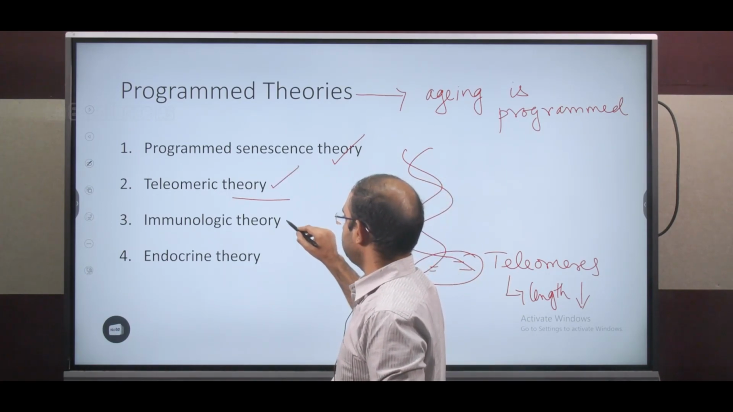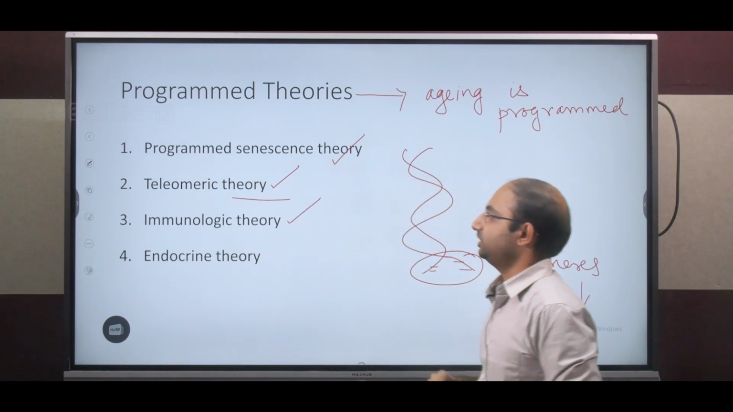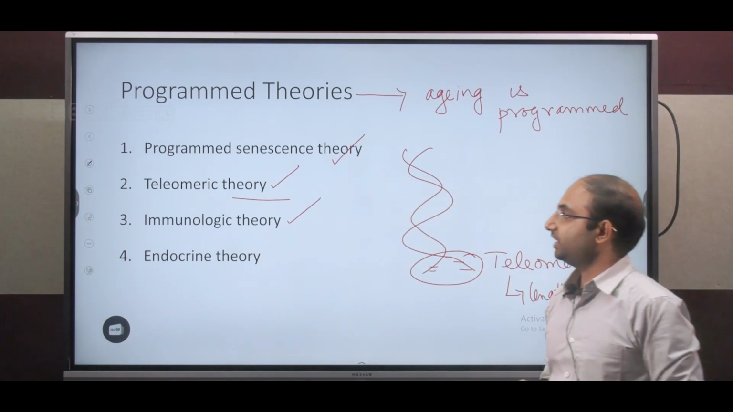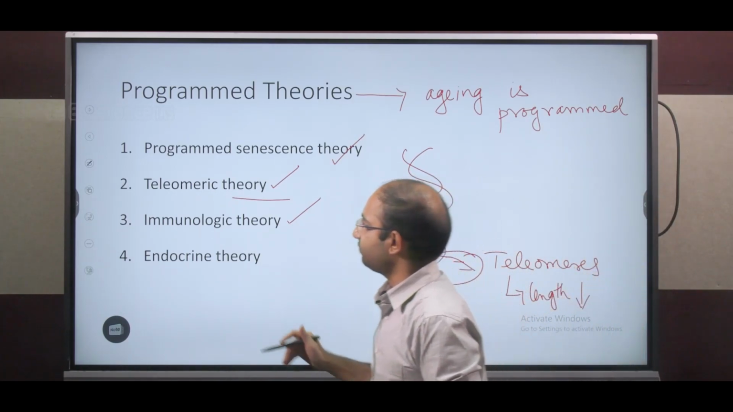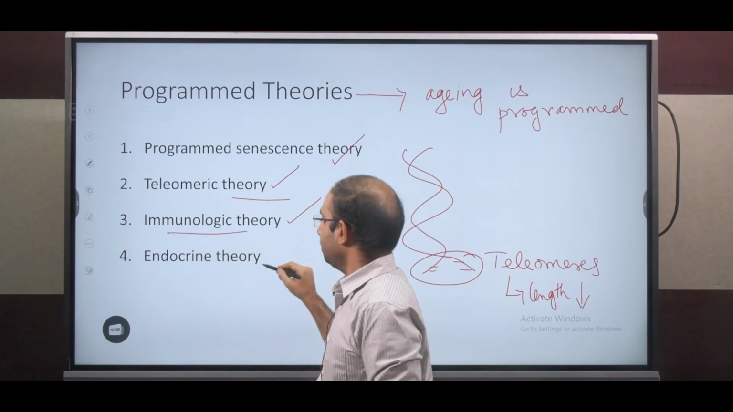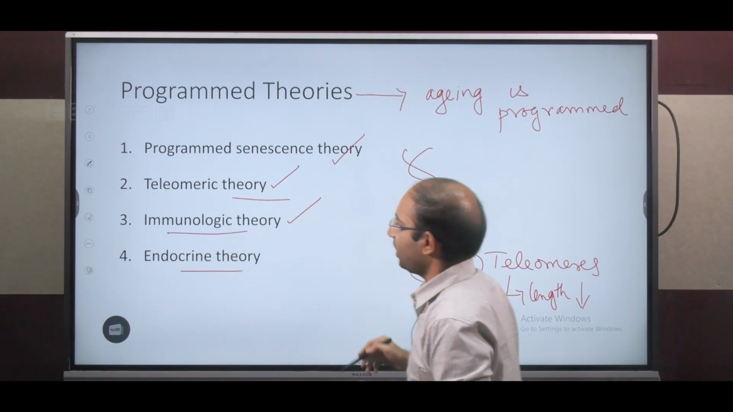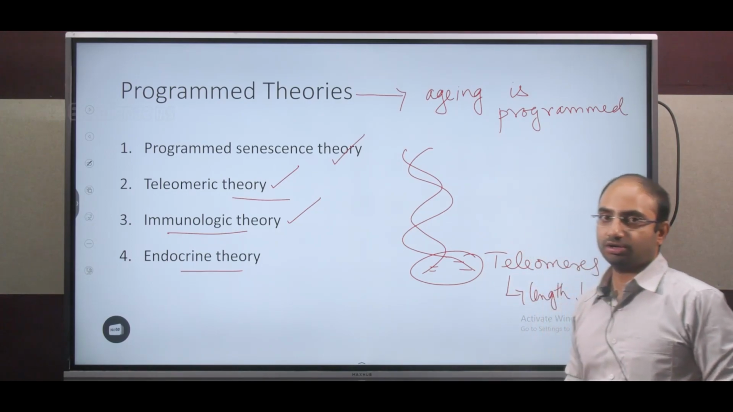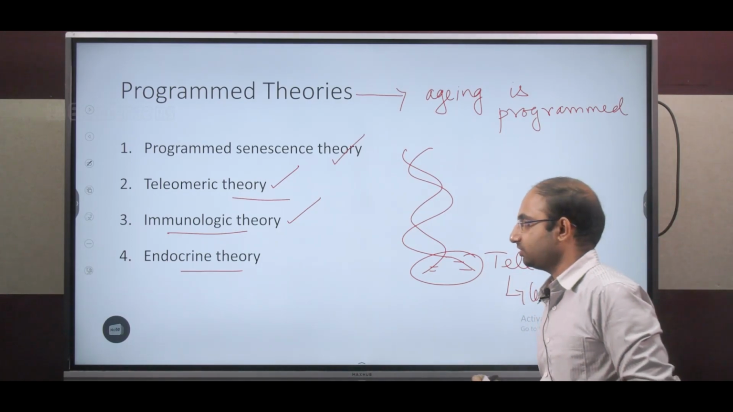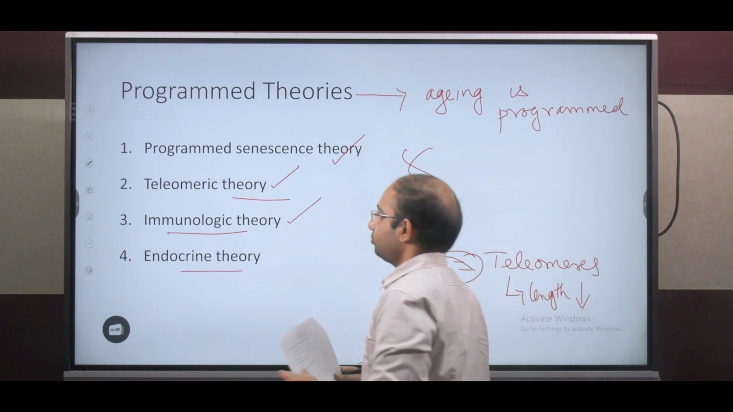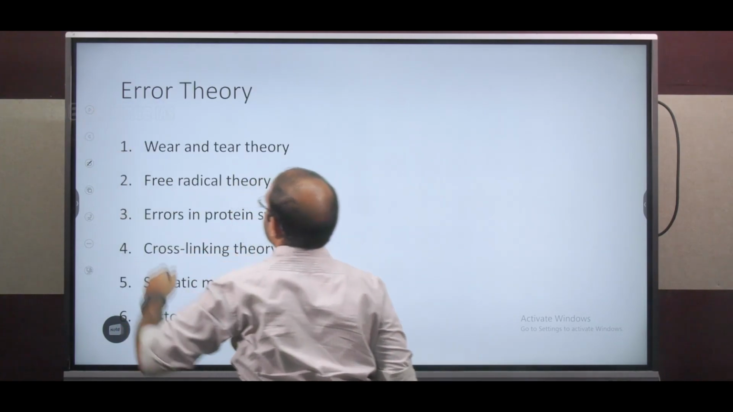Then we also have another theory called immunologic theory. Immunologic theory believes that aging happens because of decline in the functioning of immune system. Endocrine theory believes that aging happens because of the endocrine system or hormonal system. They believe that the hormonal system contributes to the aging phenomena.